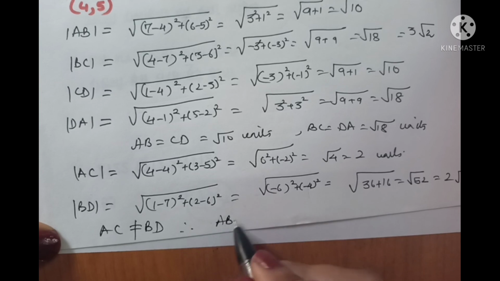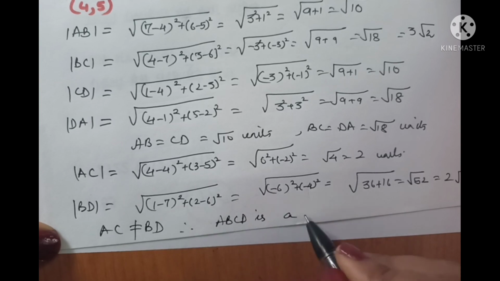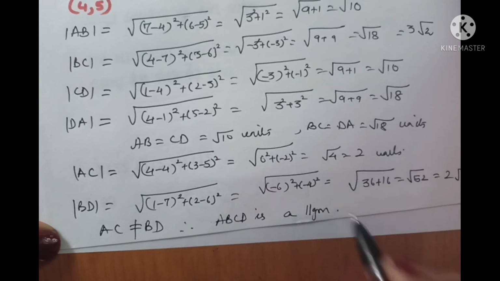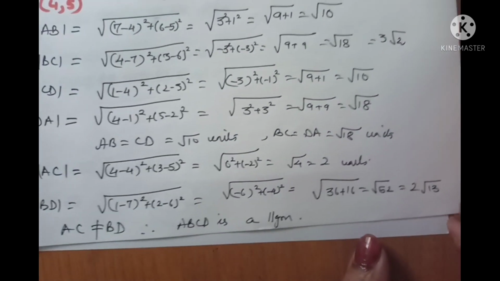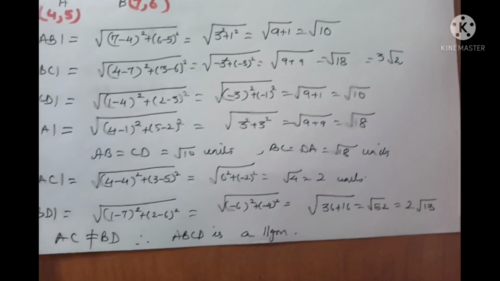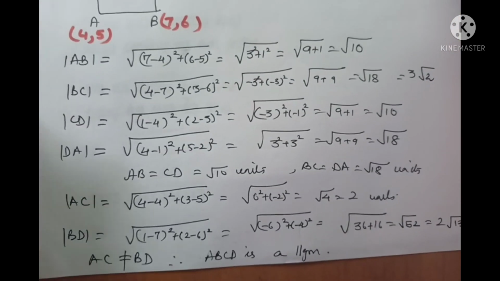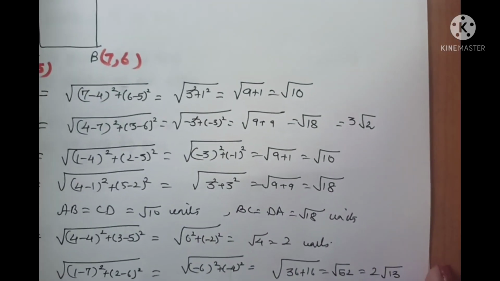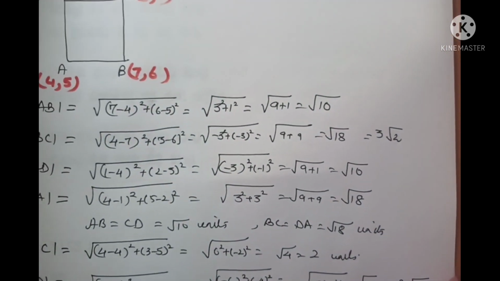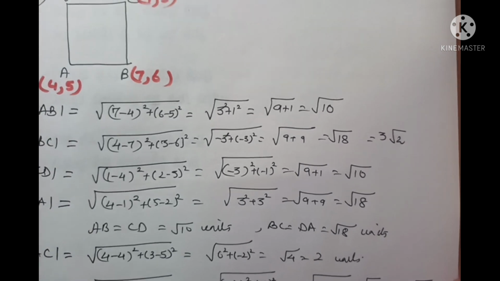Therefore, ABCD is a parallelogram. Why? Because opposite sides are equal. If opposite sides are equal, then it can be a parallelogram or a rectangle. Had diagonals been equal, it would have been a rectangle, but no, it's a parallelogram. Okay. So I hope you understand this concept, this worksheet till here. Now, question 7 to 10 I will cover in the next video.